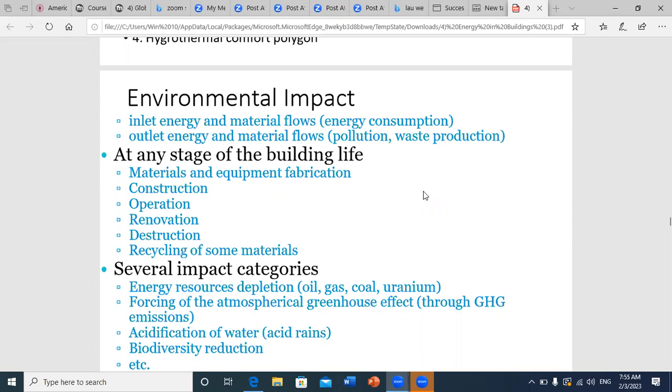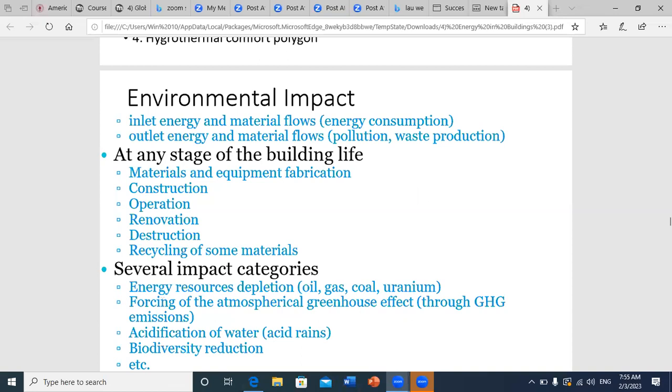We have several impact categories that we can also work on. Whenever we talk about energy resources reduction, we should try to do a passive and go to positive design to reduce relying on oil, gas, coal, and we should reduce the greenhouse gas emissions. We reduce global warming effect by reducing greenhouse gases emissions.